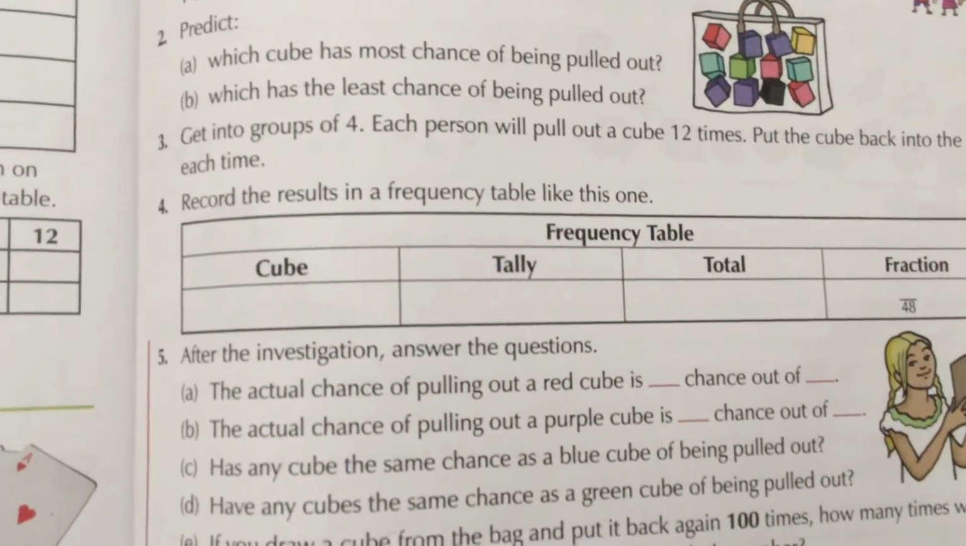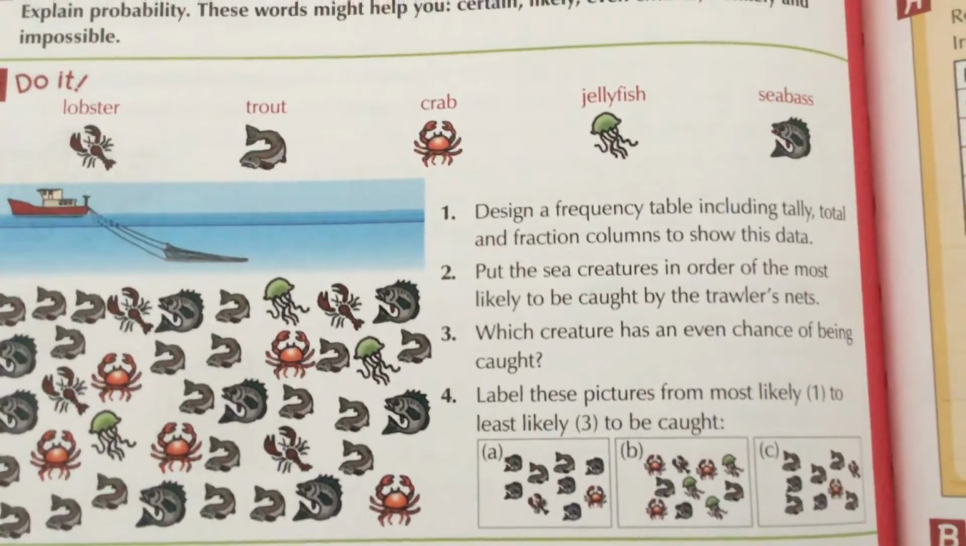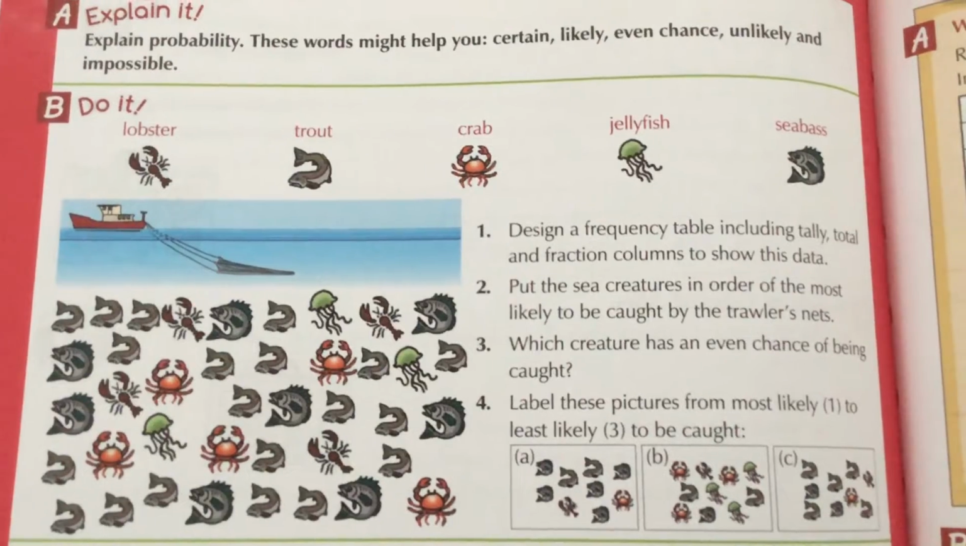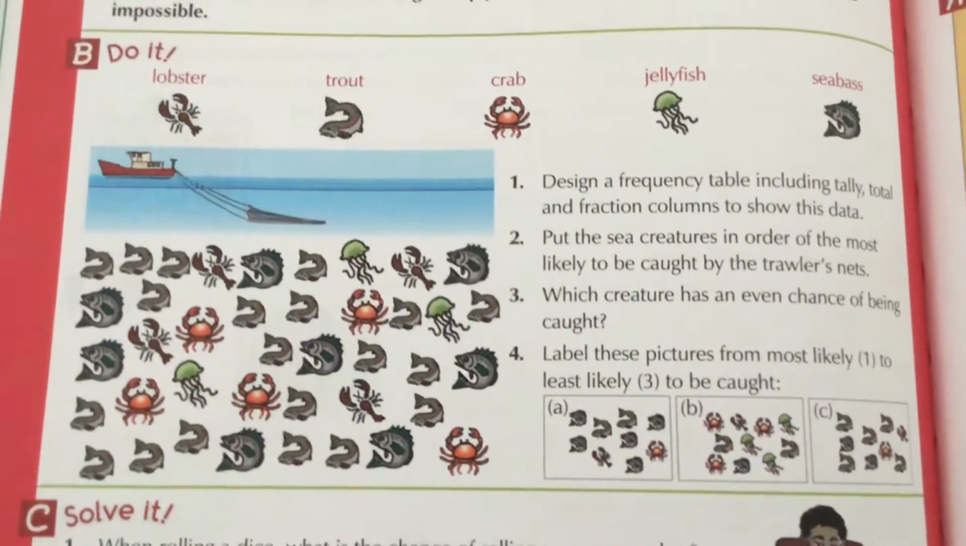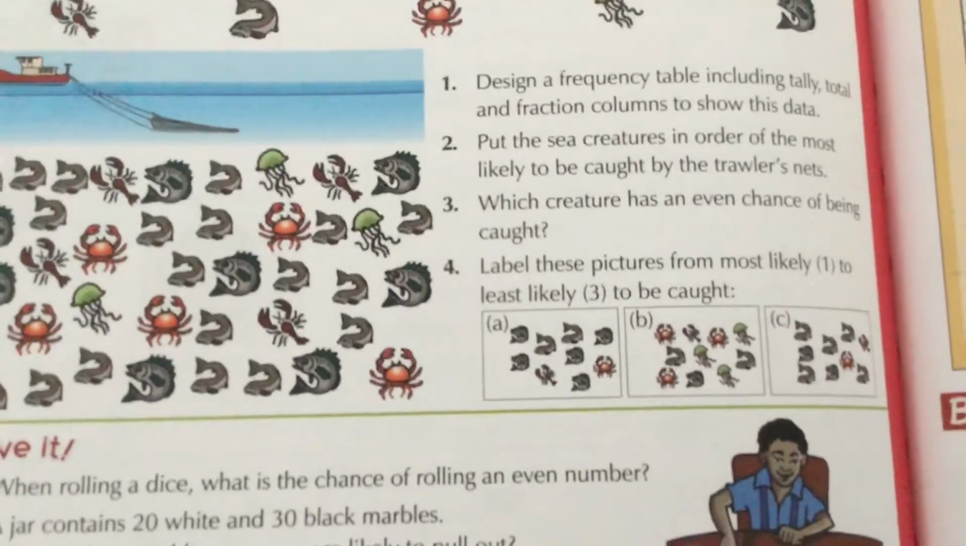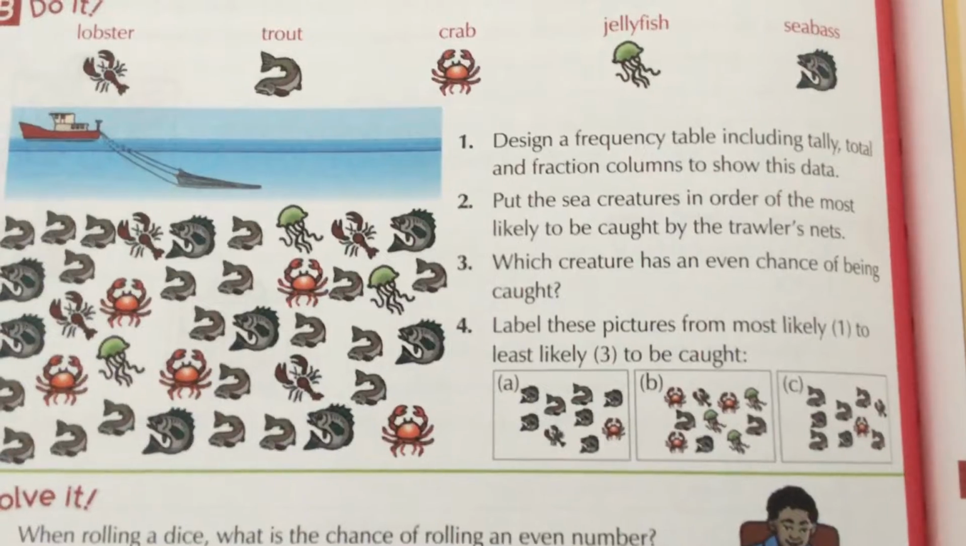We have our frequency table and our headings, okay? And the same applies for this one. Now remember, you're designing a frequency table that includes that, and then put the sea creatures in order of the most likely to be caught, so you'll have to do a lot of counting there. Good luck to you. And then which sea creature is an even chance, that's a 50-50 chance of being caught, and label these most likely to least likely, 1 being most likely and 3 being least likely.